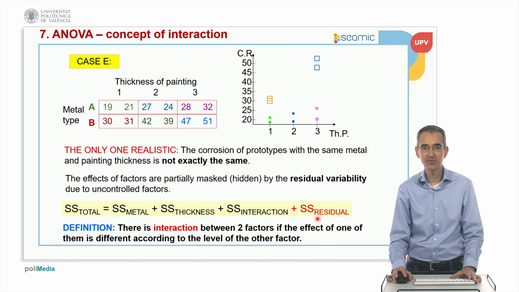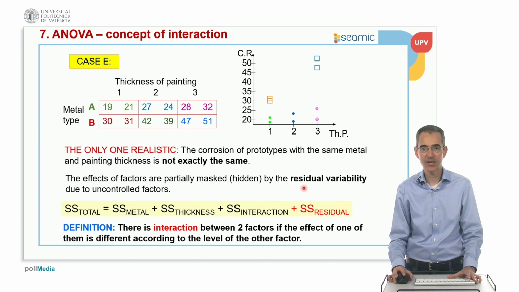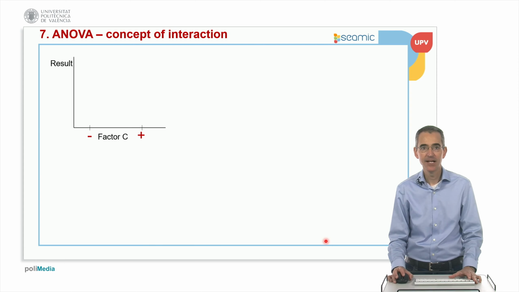Then what is the formal definition of the interaction? The interaction between two factors is when the effect of one of them is different according to the level of the other factor. I think it is better to think graphically. When the lines are parallel, we don't have interaction. When the lines are not parallel, we have interaction. But the formal definition of interaction would be this one.